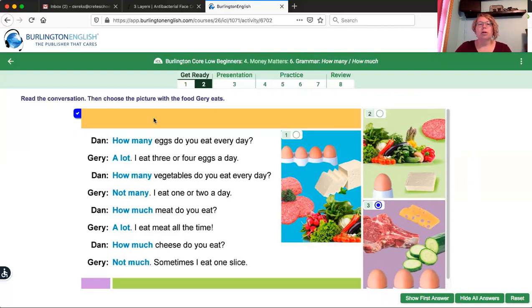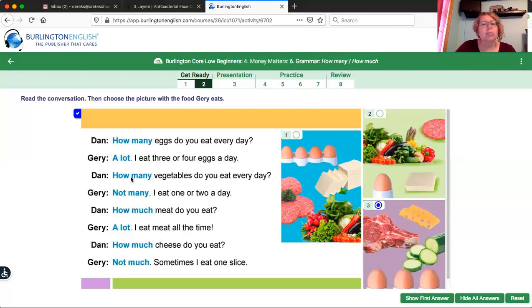Okay, so here we have, this picture is the correct picture. Notice why it's correct. How many eggs does he eat? A lot, 3 or 4. Well, when I look at picture 2, there is only 1 egg. So picture 2, incorrecto, because only 1 egg. It must be number 1 or number 3. 3 or 4, that is correct.